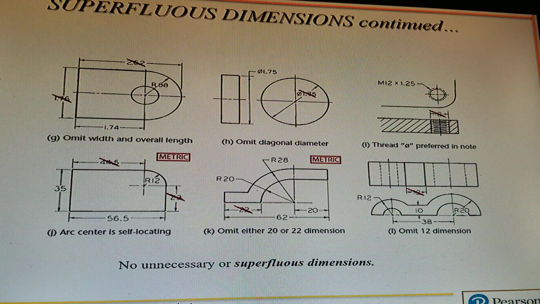J, arc center is self-locating. So that radius there, the R12, basically locates itself. It's 12 from the right, 12 down from the top. So you don't need those other 2 dimensions. Omit either 20 or 22 dimension. Okay. So that 22 on the left, you can leave that out, or you can leave the 20 on the right out. It doesn't matter. Either one. Just leave one of them out.